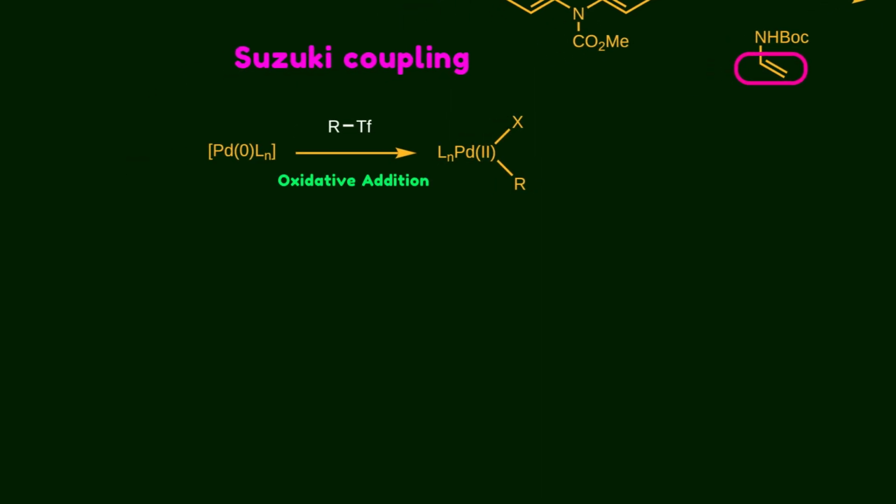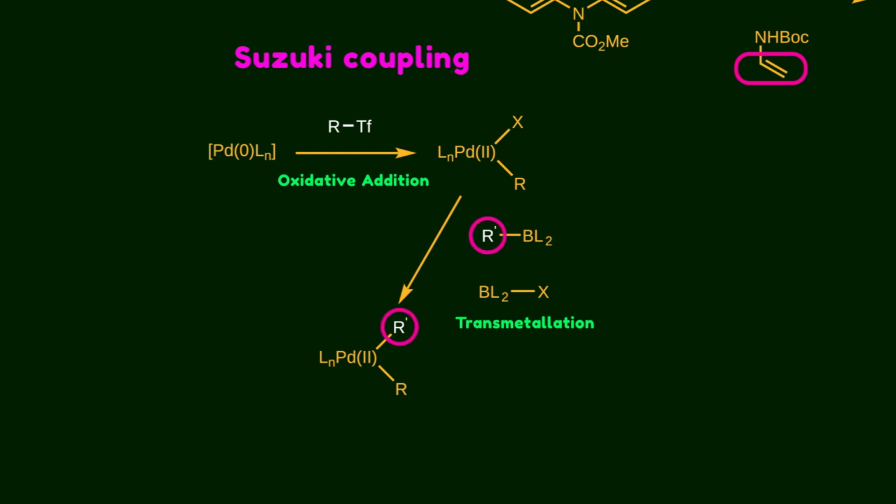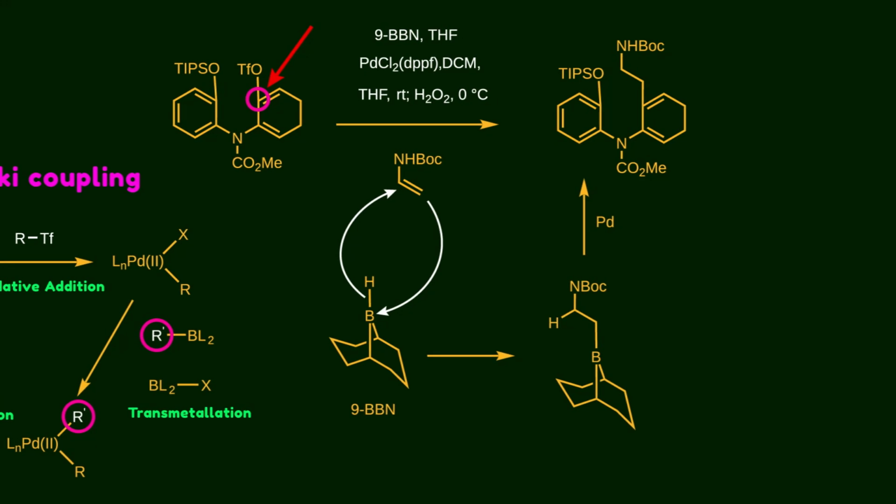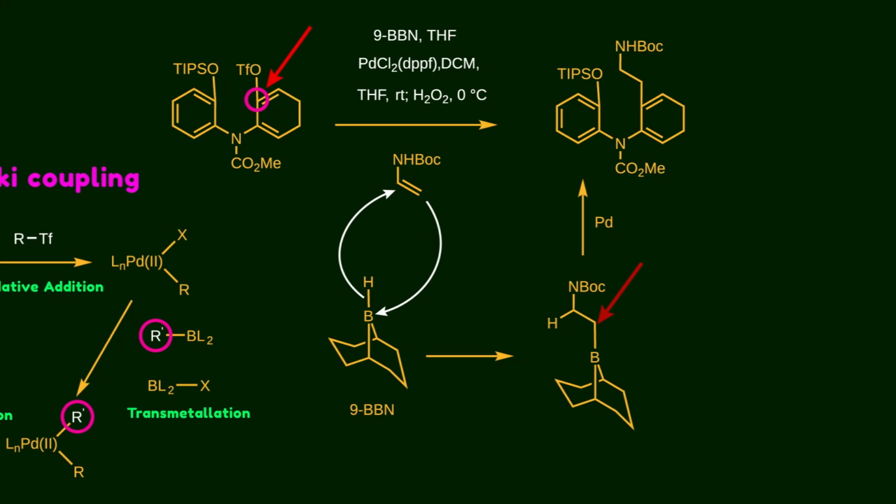The next step involves the contribution of the alkenyl boronate, which is called transmetalation. At this stage, the ligand is transferred from the organoborane to the palladium complex. After that, reductive elimination produces the desired product. In this reaction, 9-BBN adds regioselectively to the less substituted terminus of the alkene, and under palladium catalysis, the two carbon units add to the molecule.